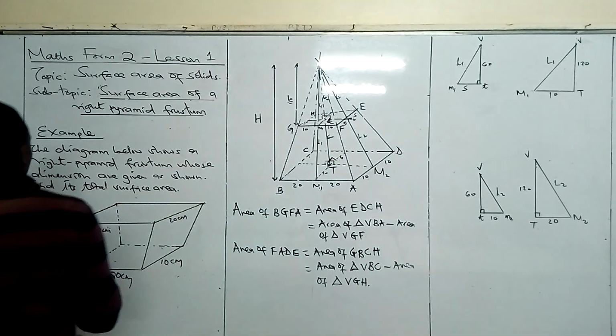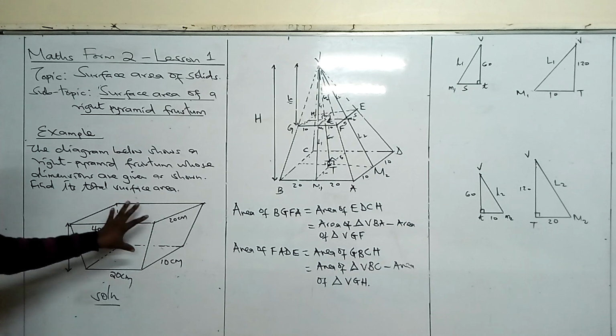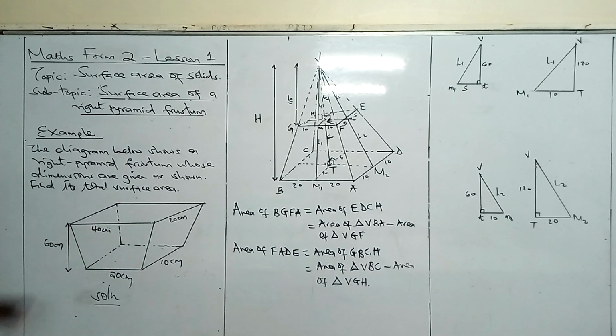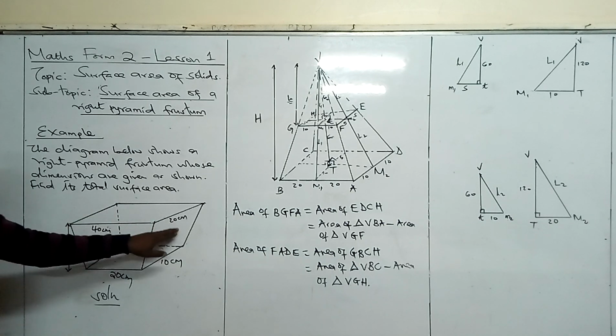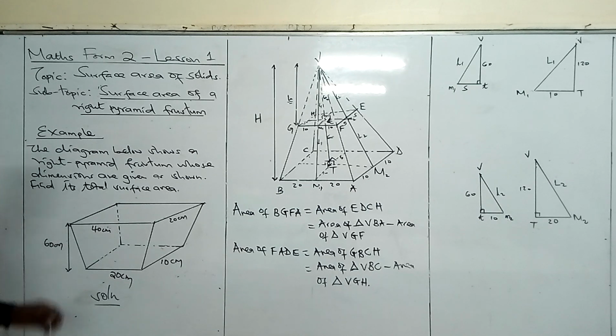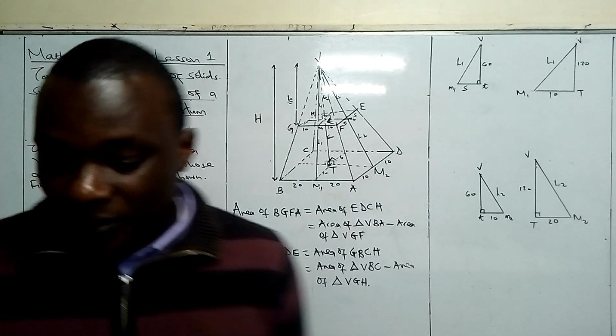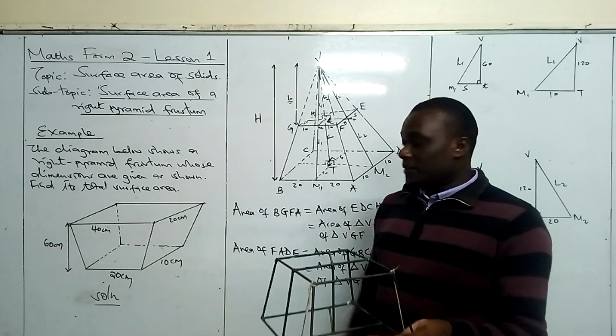We are talking about dimensions. This is the cluster we are talking about. The top is a rectangle measuring 40 by 20. The bottom is also a rectangle measuring 25 by 10, and the vertical height is 60 centimeters. That particular cluster is represented by this grid.